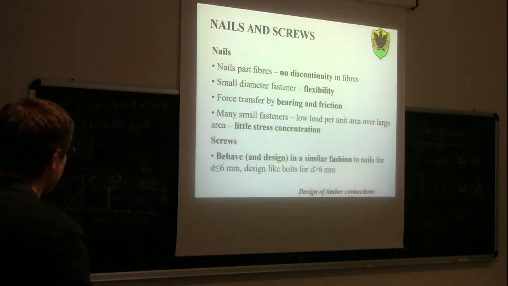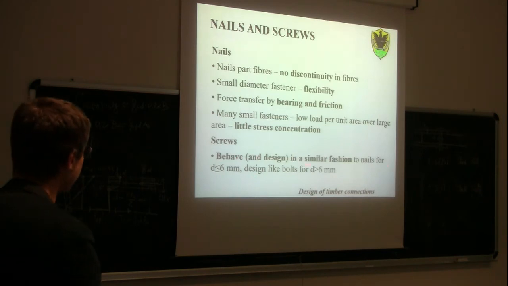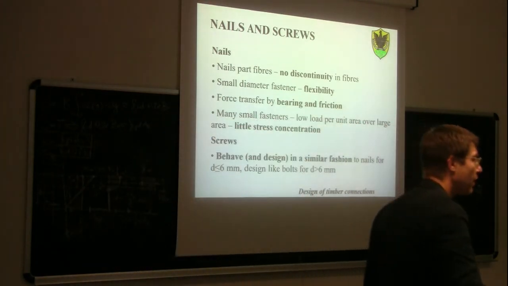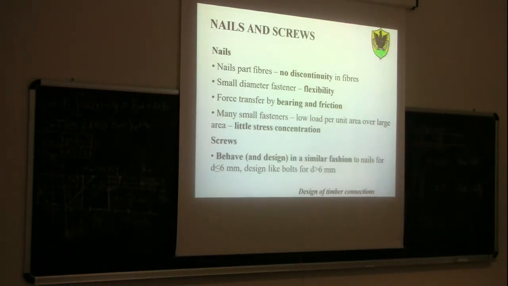Screws behave and are designed in a similar fashion to nails for diameters less than 6 mm. So if we have screws less than 6 mm in diameter, we basically design the screws like nails. Instead, if we have screws with more than 6 mm diameter, then we need to design the screws as bolts. But we will see that bolts have some other rules.